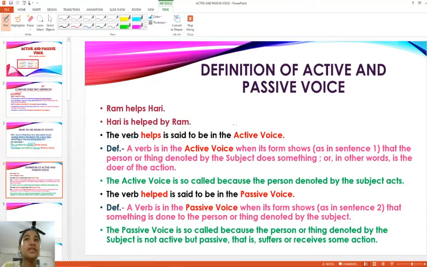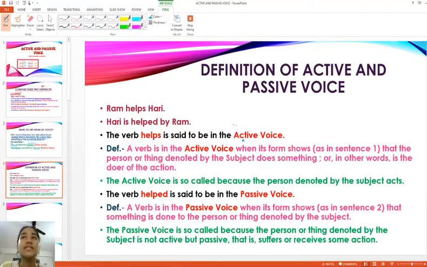So now we'll be learning about active and passive voice. What are they actually, and what's their definition, or what do they mean? Again, let's notice the sentences which we had seen. Ram helps Hari. Hari is helped by Ram. So here the verb helps is said to be in active voice. Now what's the reason it's said to be in active voice?